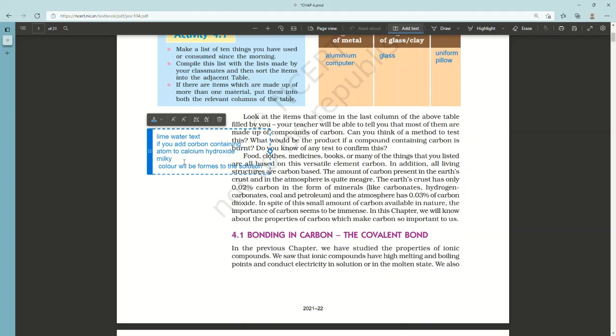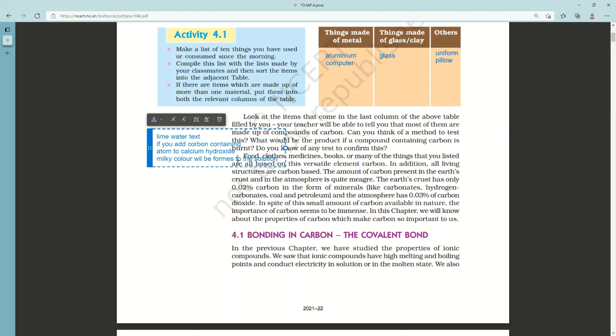Activity 4.1. Make a list of 10 things you have used or consumed since the morning. Compile this list with the lists made by your classmate and then sort the items into the adjacent table. If there are items which are made up of more than one material, put them into both the relevant columns of the table. The table consists of 3 columns.